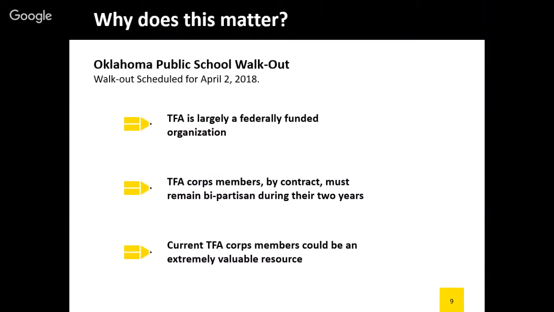So for the school districts who are contemplating not shutting down, that actually makes the TFA corps members an extremely valuable resource. And this is kind of a hot topic that we're dealing with right now, especially my wife. And so I felt like, especially since this built on my last week's presentation, it was pretty interesting and extremely usable for me today. So hope you enjoyed.